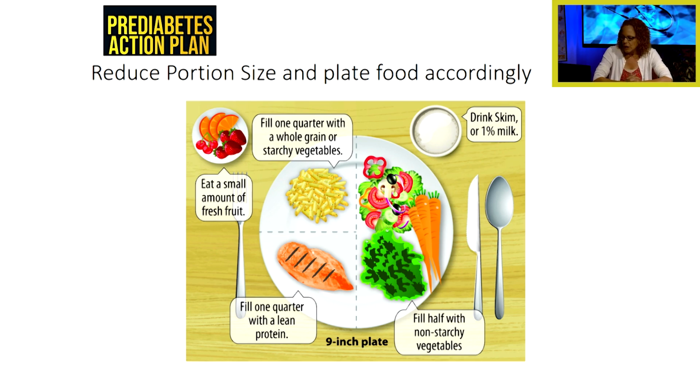So we do see some carrots over here, but we really want more leafy greens, spinach, other types of vegetables that are low in carbohydrate. And eat a small amount of fresh fruit. Drink skim or 1% milk, or more importantly, just stick to water, okay? And so this is kind of an idea of how a nurse might help a patient learn a little bit about reducing portion size and plating food accordingly.